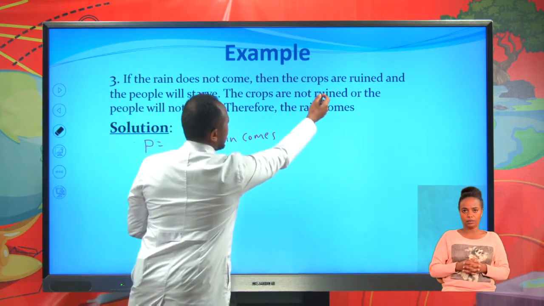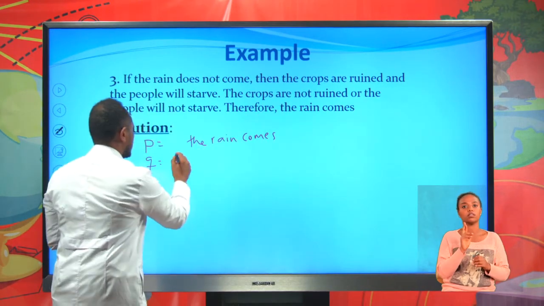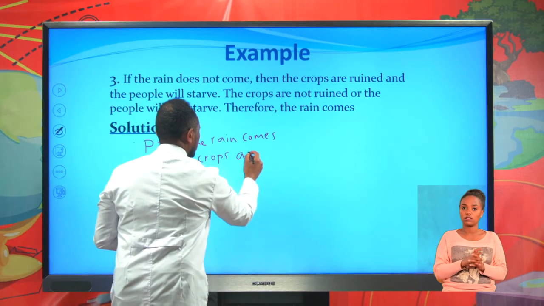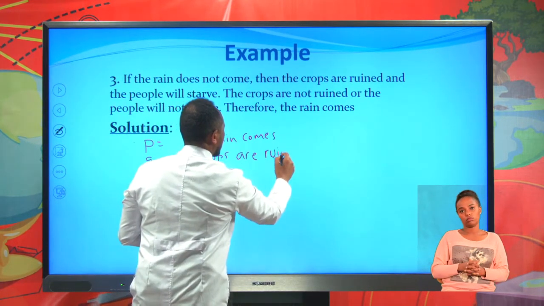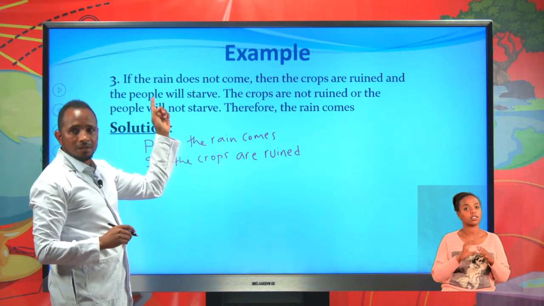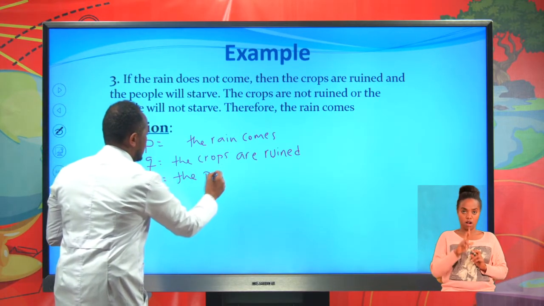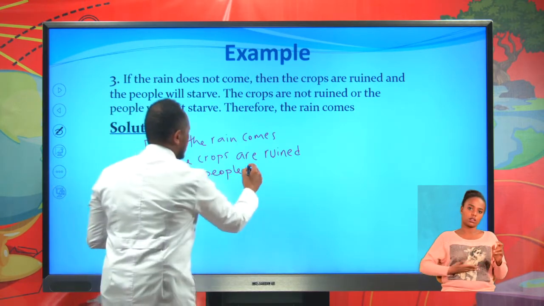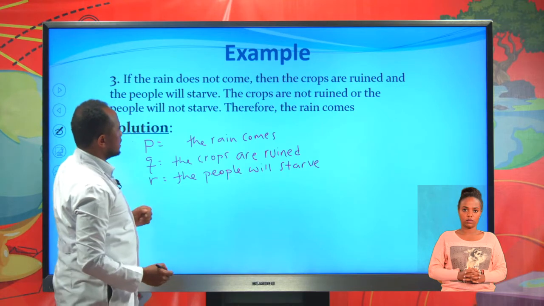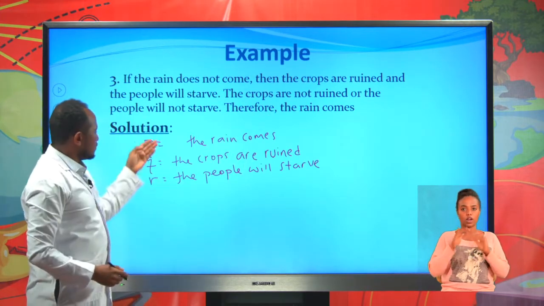Okay, the crops are ruined. Another statement. Let's assume Q to be the crops are ruined. What else? We have also another third statement here. The people will starve. Now the crops are ruined, the same statement. The people will not starve, therefore the rain comes. So we have given a symbol for each statement there.